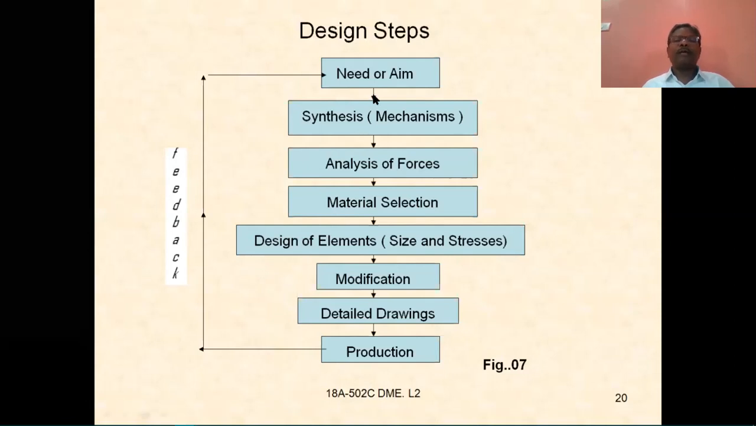So once again, let us see: need or aim, synthesis or study of mechanisms, analysis of the problem or forces, and the selection of the material, design of elements, modification, and detailed drawings, and the production. Finally we go to feedback. This is the general procedure for design of any machine element, right?